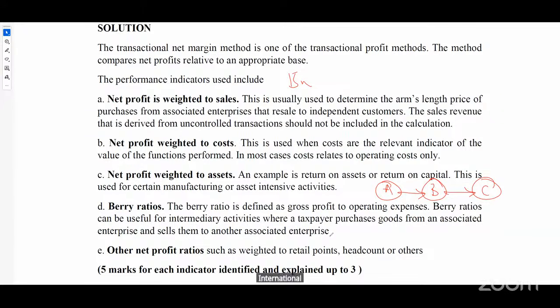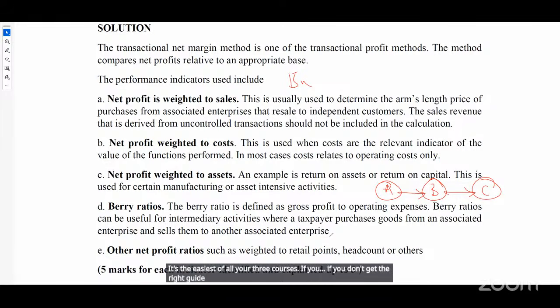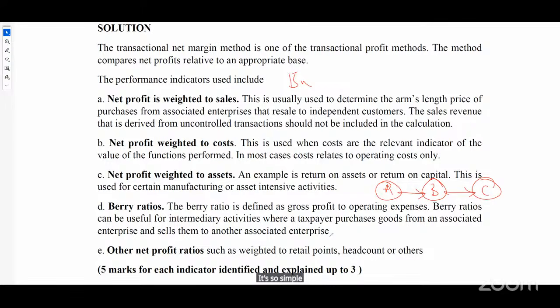International tax is not difficult too. It's the easiest of all your 3 courses. If you don't get the right guide, that's when it looks so complex. It's so simple. And the marks are always huge. So answering it well alone means that your chances of passing are very high. And this thing, transfer pricing, 50 marks. They do the transfer price.